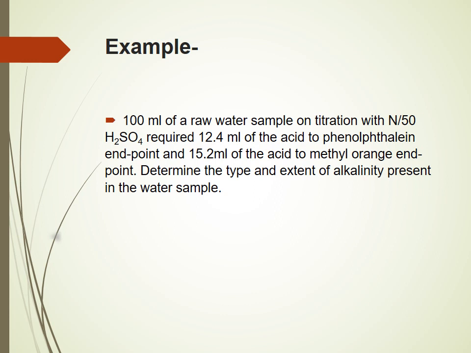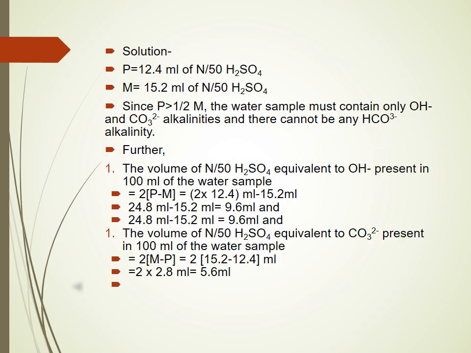If 100 ml of the raw water sample on titration with N/50 H2SO4 required 12.4 ml of the acid to the phenolphthalein endpoint and 15.2 ml of the acid to the methyl orange endpoint, then determine the type and the extent of the alkalinity present in the water sample. Now, in the question, you are observing one thing: the phenolphthalein endpoint, that is P, is equal to 12.4 ml, and M, the methyl orange endpoint, is given as 15.2 ml.